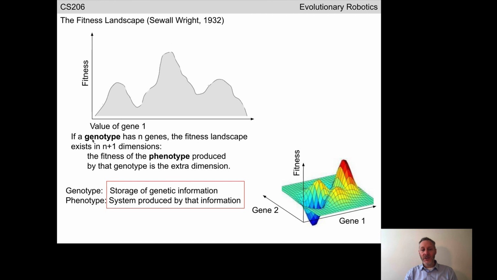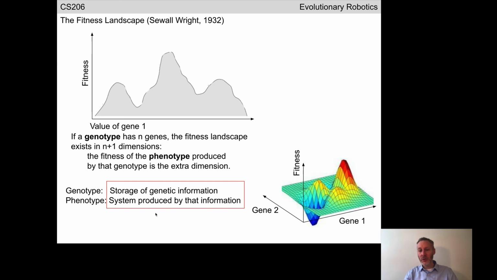We're also going to talk not just about genotype, but phenotype. Phenotype in evolutionary biology refers to the physical aspects of the animal or the organism. So everything to do with the anatomy and everything to do with behavior. So phenotype equals anatomy plus behavior. Another way of putting this is the phenotype is the system produced by the genotype, and the genotype is obviously the storage mechanism for the genetic information. So far, so good?